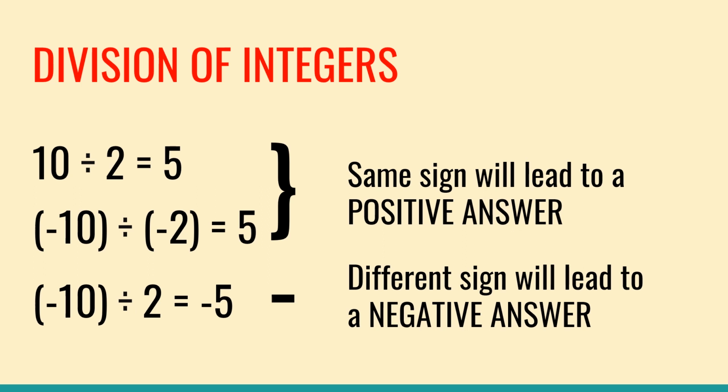Ano naman ang rule sa multiplication and division of integers? Mahusay! Mayroon din tayong dalawang rule para sa multiplication and division of integers. Tandaan ang first rule na kapag magkapareho ang sign, laging positive ang sagot sa multiplication o division. At rule number 2, pag magkaiba ang sign, laging negative ang answer sa multiplication or division of integers.